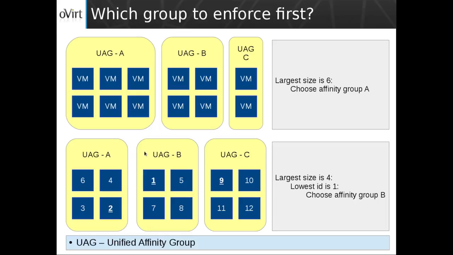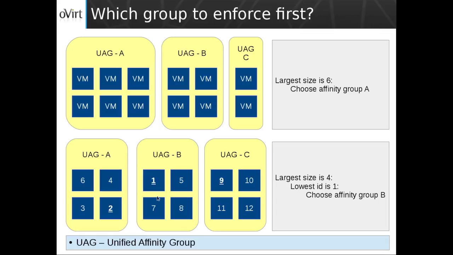So in that case, you can see here we have UAG A, B, and C. All of them have 4 VMs, which means that the largest size is 4. And I marked here the IDs of the VMs. Each VM gets a unique ID in the system. So you can see we got 6, 4, 3, and 2. And this one is marked because it's the lowest VM ID in this group.